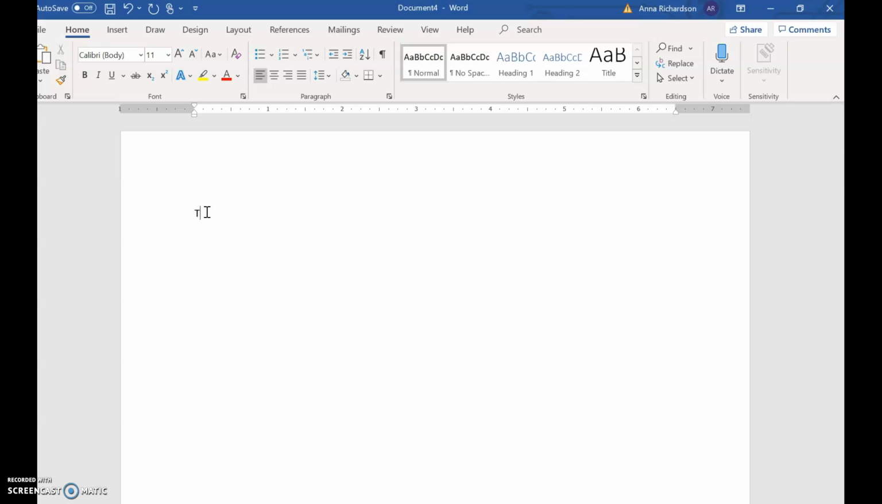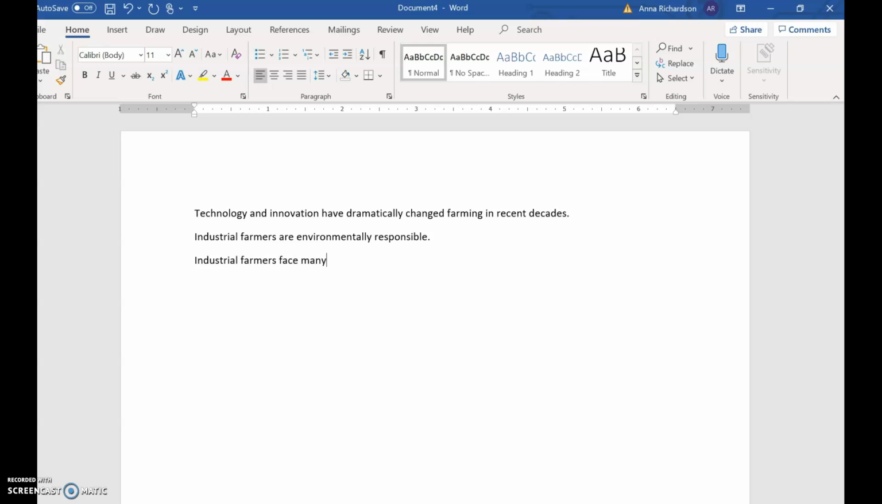For Lusk, I believe that he focuses on the fact that technology and innovation have dramatically changed farming in recent decades. He also spends a lot of time talking about farmers themselves. Industrial farmers are environmentally responsible. Very different than the thoughts of Walsh. He also talks a lot about how industrial farmers face many obstacles in their work. Farming is not an easy field to go into, okay?